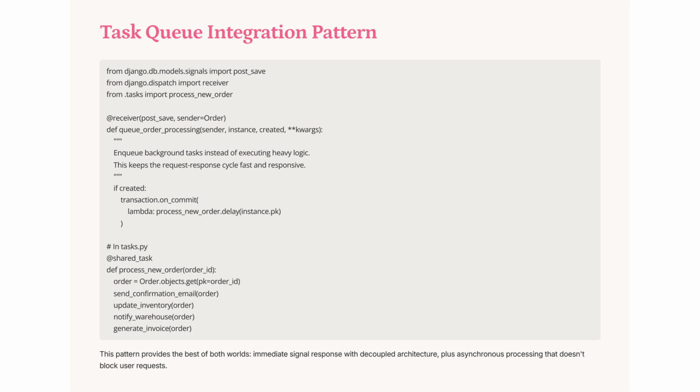Integrating task queues with Django signals optimizes performance by offloading heavy tasks. Use post_save to enqueue tasks like processing orders. This ensures a swift request-response cycle. Upon order creation, tasks like sending emails, updating inventory, and generating invoices are processed asynchronously, maintaining a responsive user experience while ensuring all necessary operations are completed efficiently.